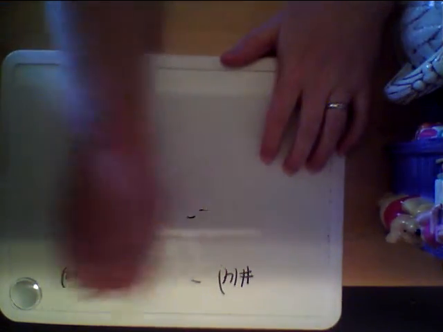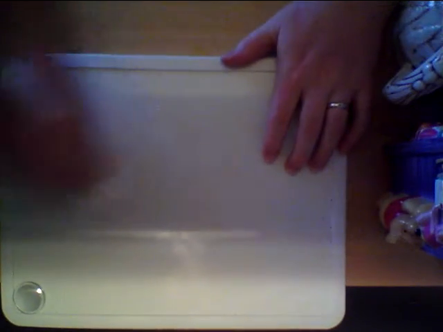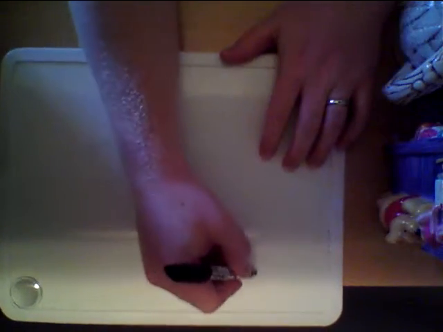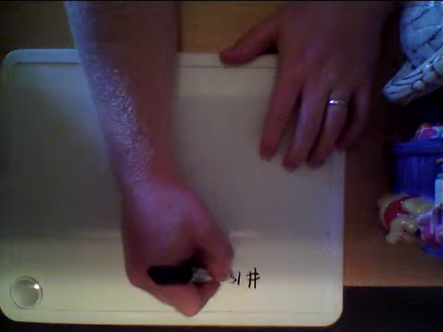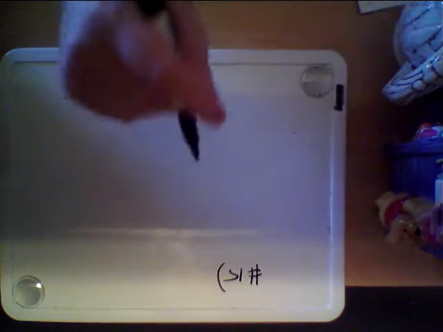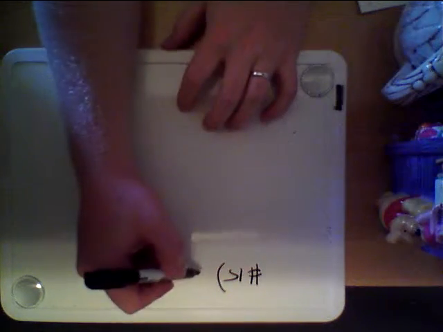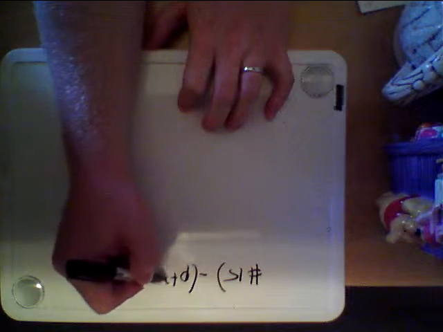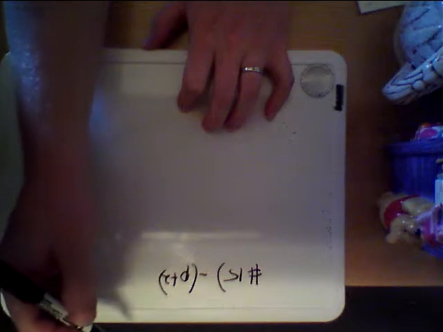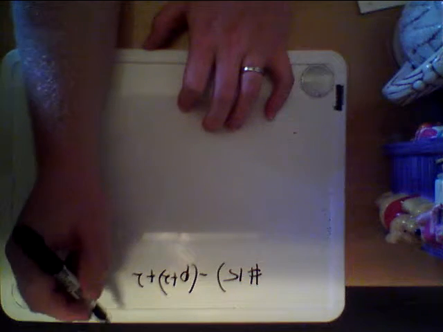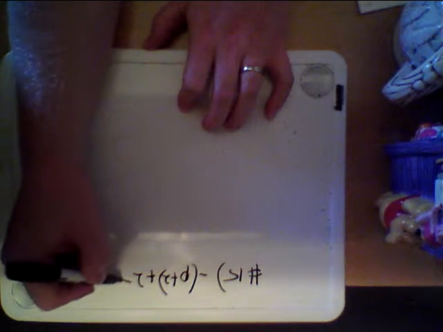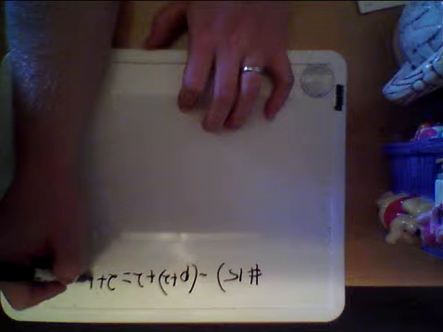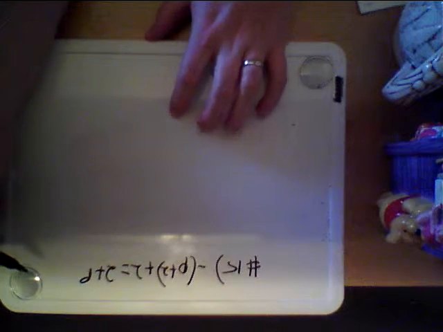Number 15. We have negative quantity p plus 2, all plus 2, equals 2 plus p. Sounds like a nursery rhyme.